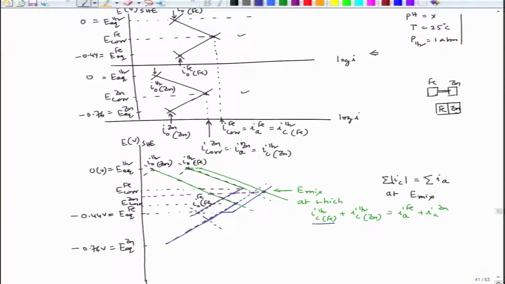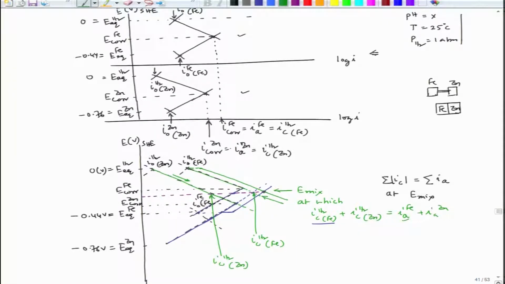Now this quantity, if I try to find out, is the hydrogen evolution on iron surface. So let us see hydrogen evolution on iron surface. This is this line, and this point is IC hydrogen iron. Then we have to find IC hydrogen over zinc, which is this line. And this particular E mix, horizontal line to the current axis, gives this IC hydrogen over zinc.